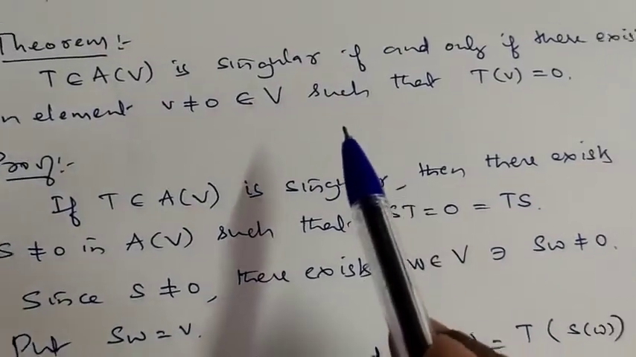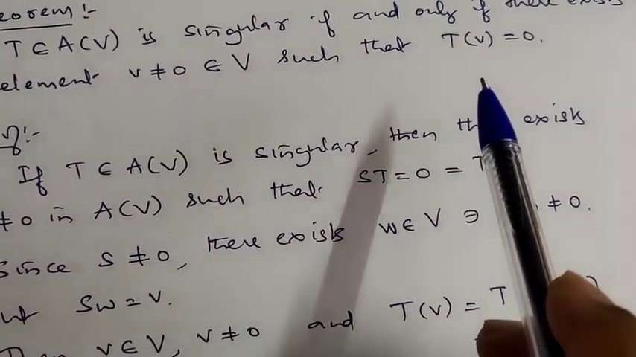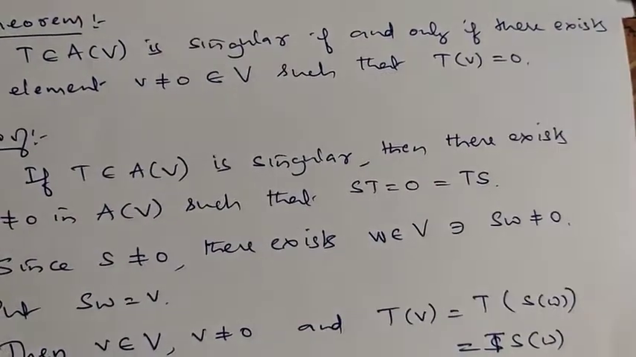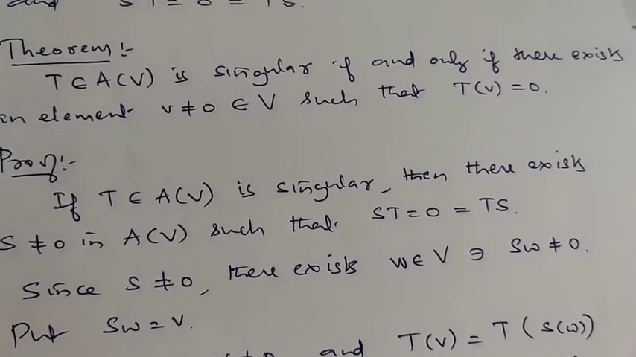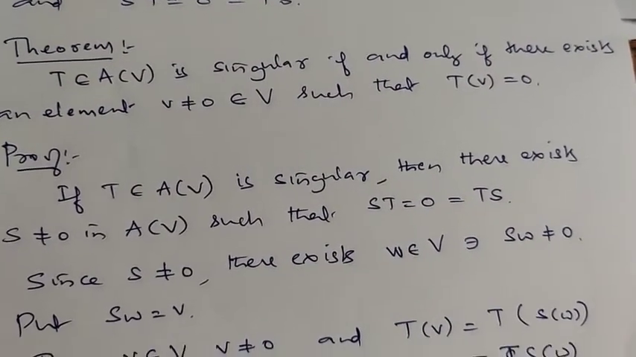So that result says T is singular if and only if it maps a non-zero vector to the 0 vector. This is also a theorem result which can be taken as a definition for a singular linear transformation.